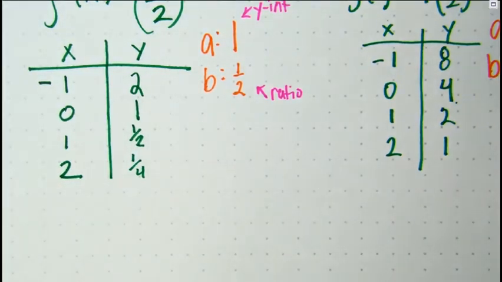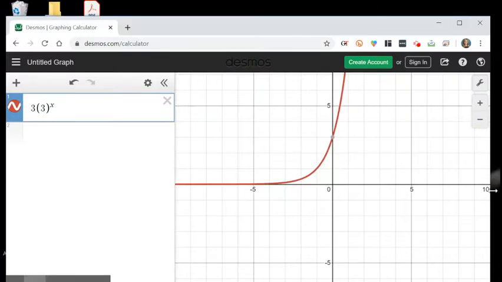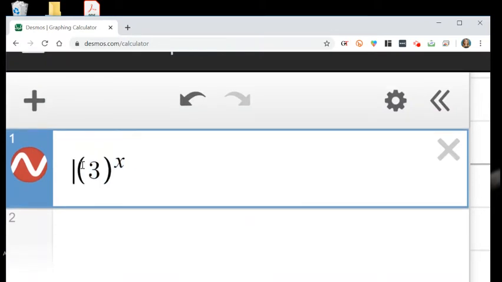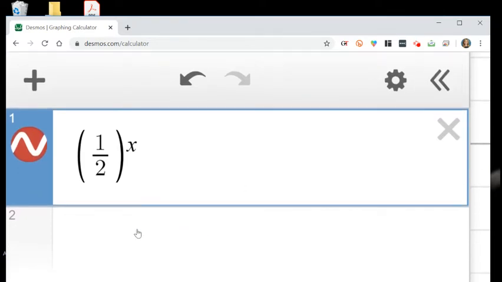So on your Chromebook, take a second and go back to Desmos, and we're going to clear out the function that we had originally in, and we're going to actually put both of these in. They're going to each get their own line. Okay, so let me zoom over here. Make sure that when you put the half in, it's in the parentheses. If you don't, you are not going to get the same line that we're supposed to get here.